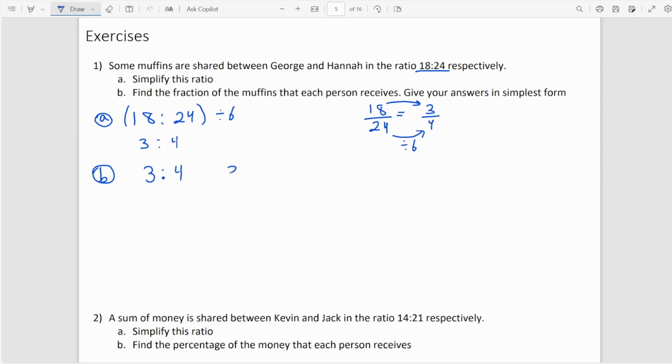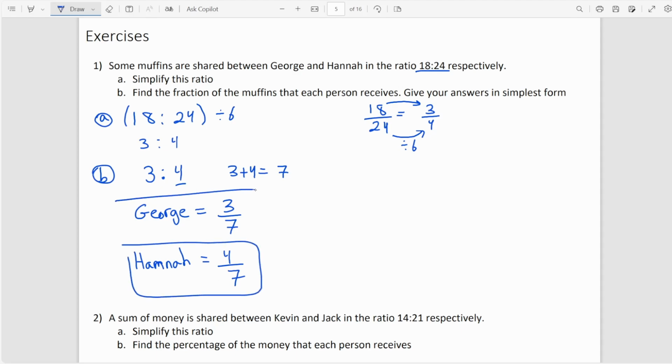Now, I will add 3 plus 4 to find the total parts, which is 7. And so we can go ahead and write that George receives 3 parts out of an entire 7 parts. And this fraction doesn't have any further simplification. As for Hannah, she receives 4 parts right here out of a possible 7 whole parts. Okay, so 4 over 7, and that's it. This also does not have any further simplification.